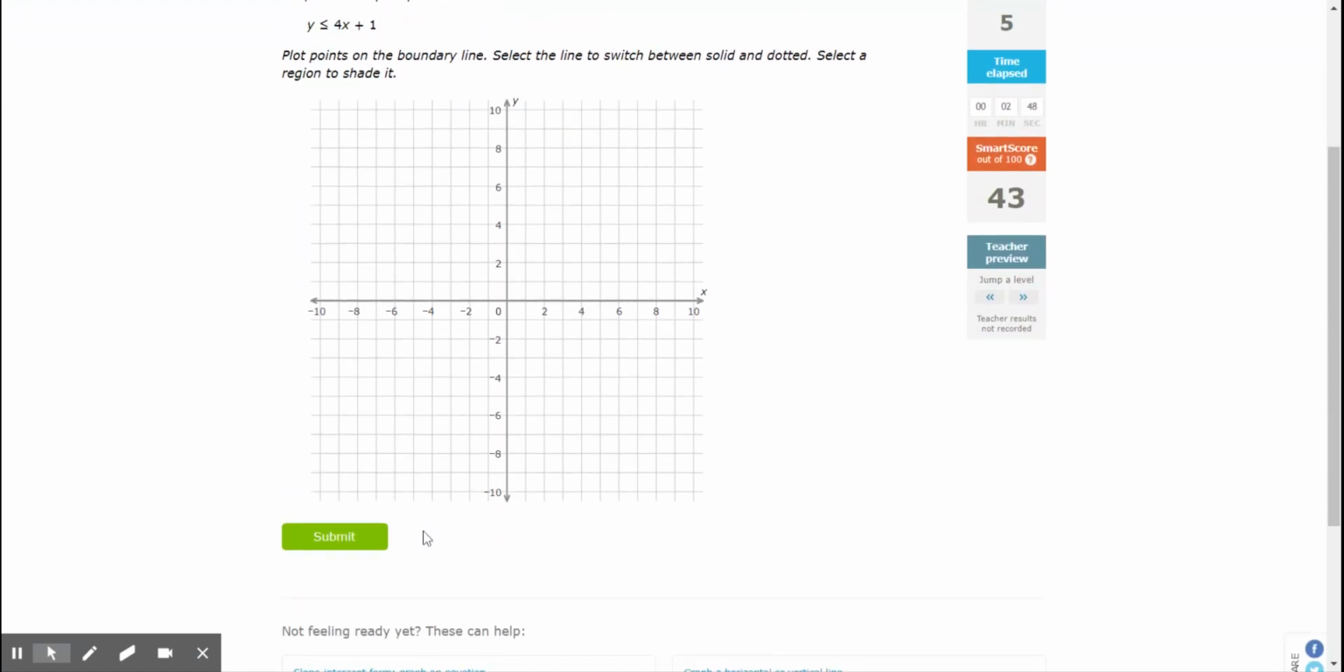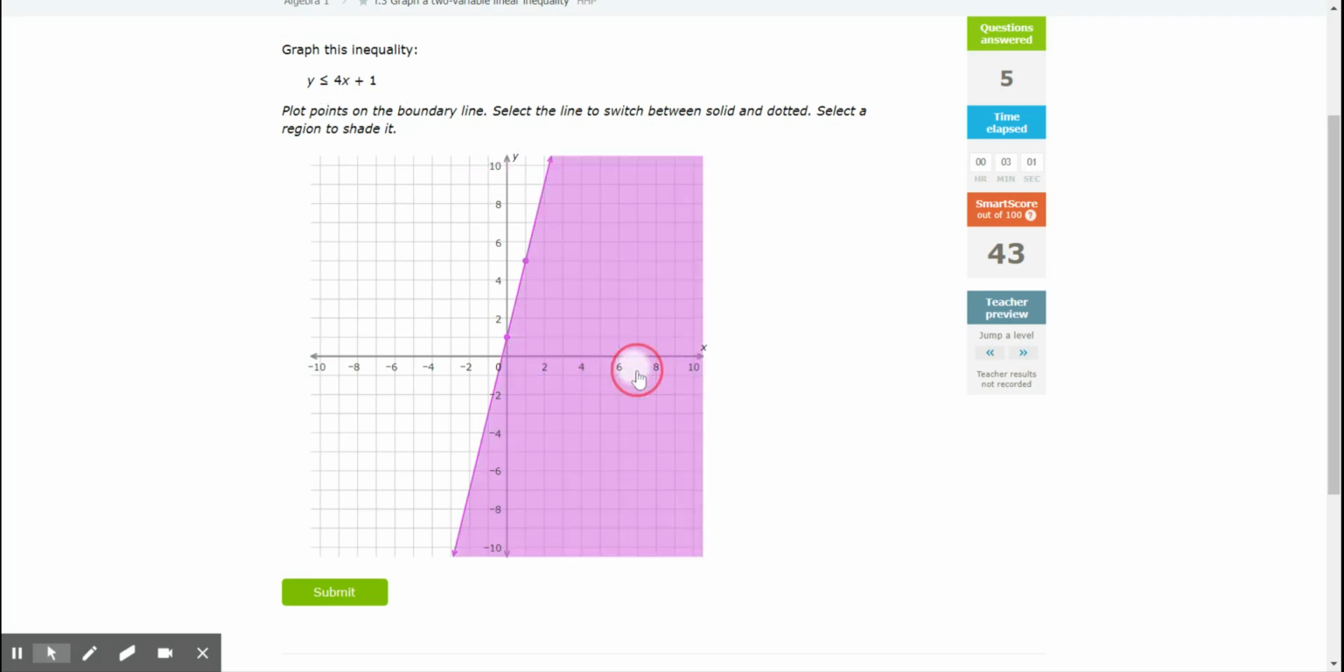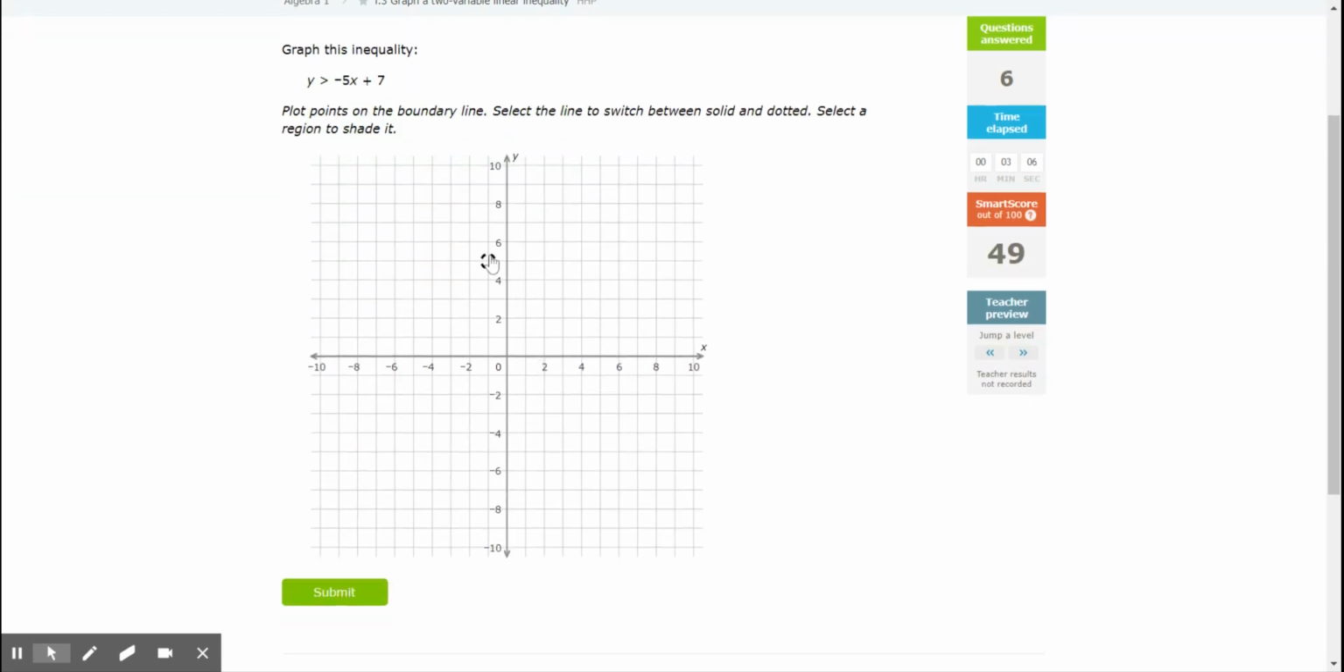Okay, do a couple more examples here. So our b value is +1. The slope is up 1, 2, 3, 4. The denominator is +1. Since there is a line underneath, it's solid. It's a less than, so we shade lower. Here we're going to start up at 7, and our slope is -5, 1, 2, 3, 4, 5, and then over 1. Click it again to make it dotted because there's no line underneath, and this is a greater than symbol, so we shade above.